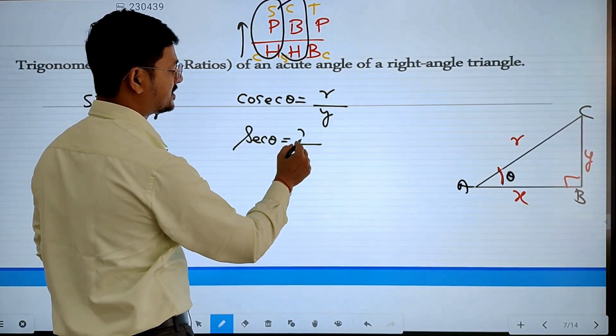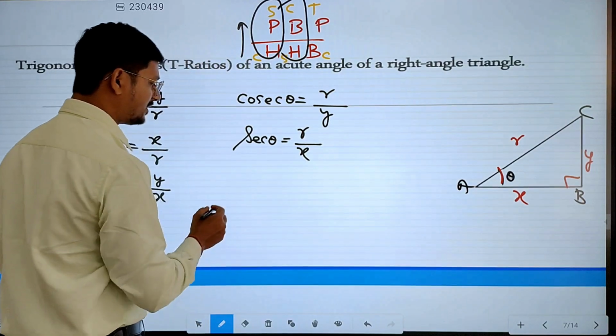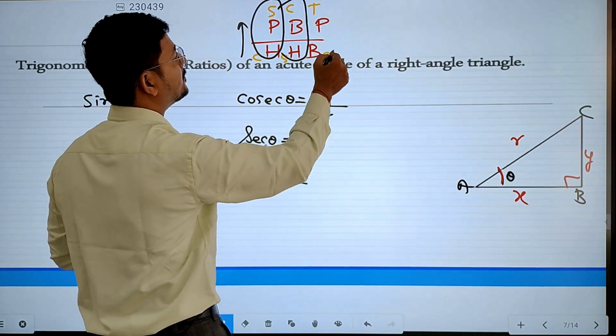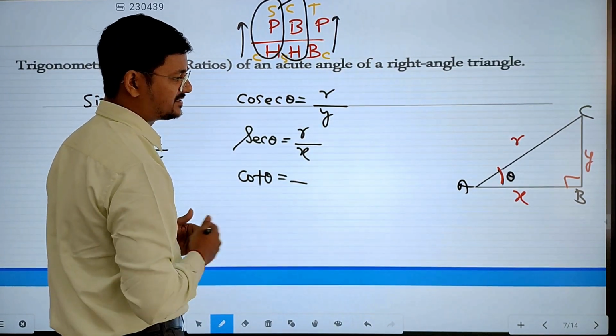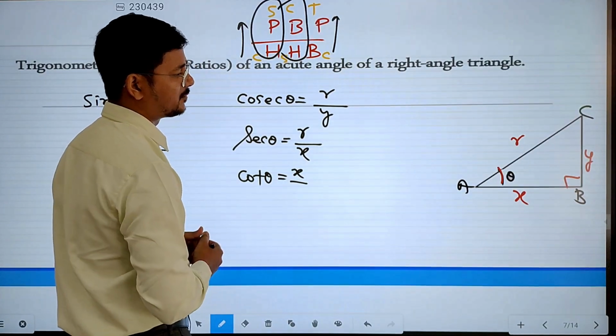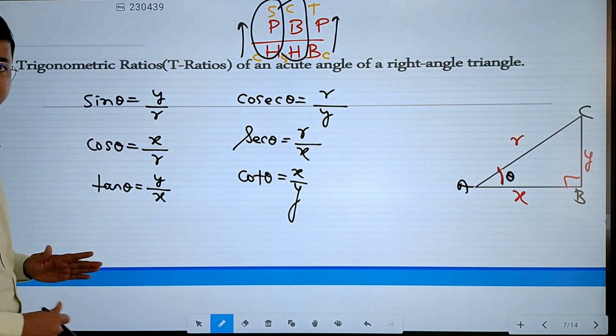So hypotenuse is the side opposite to the right angle and base is x. The last trigonometric ratio is cot theta. Cot theta is the ratio of base and perpendicular, base upon perpendicular. Base is the side adjacent to theta, that means x, and perpendicular is always the side opposite to the right angle, that means y. So here we have all 6 trigonometric ratios.